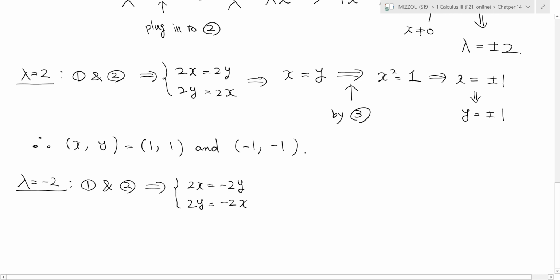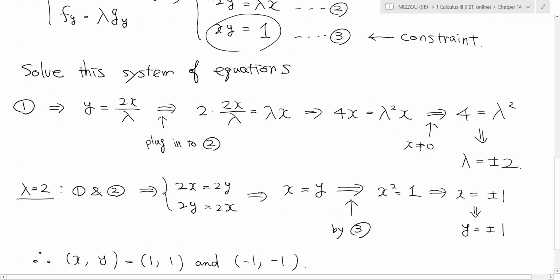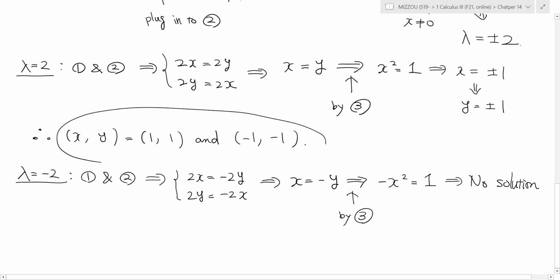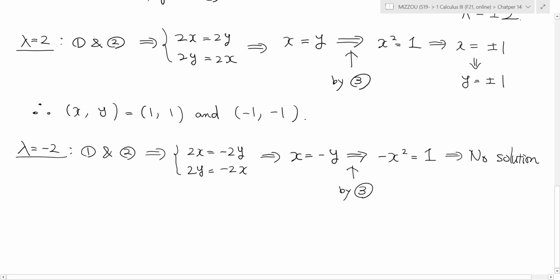And then this gives you x is equal to negative y. Now by using the constraint, you get negative x squared is equal to 1. Okay, but that means no solution. Of course, we are working with only real numbers, so no solution. This is lambda equal to negative 3. So lambda equal to negative 3 doesn't give you any solution. So therefore, the answer is just this. The extreme values happen at those 2 points.